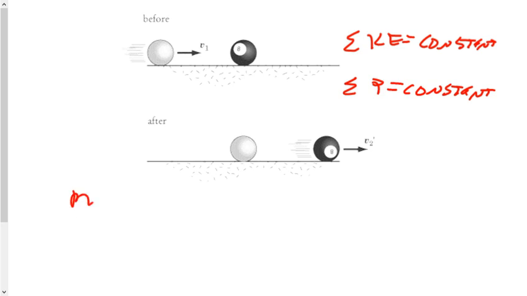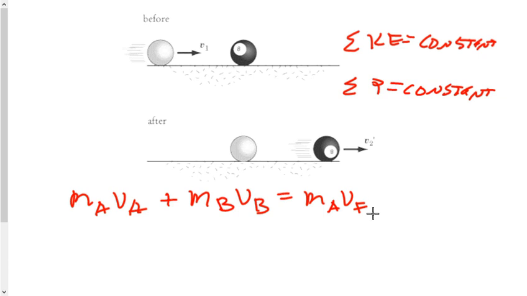We'll say m_A v_A plus m_B v_B, and that's simply the initial conditions, is equal to m_A v final A plus m_B v final B. So the velocity before the collision is v_A for this ball, and before the collision is v_B for this ball. After they collide, both of them are moving separately afterwards, so really you get two unknowns.